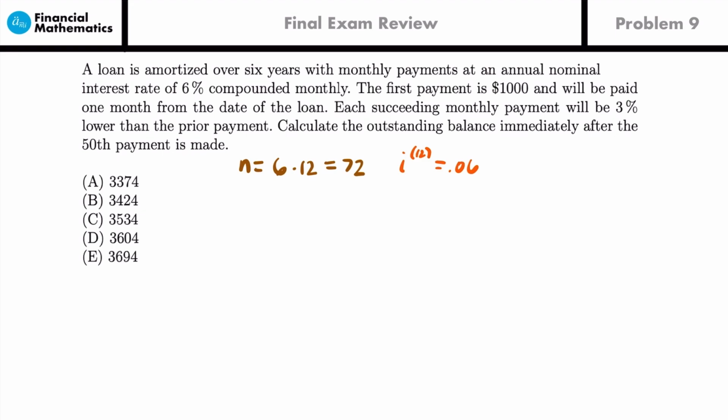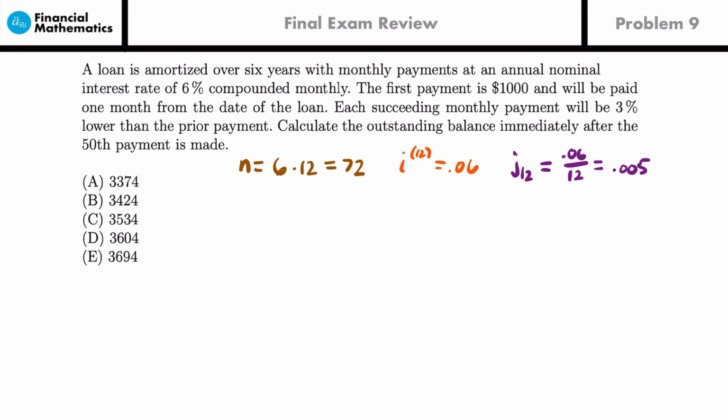And we're going to need a monthly effective interest rate since we know that our payments are being made monthly. So let's just convert that right away. We know that j sub 12 will be equal to 0.06 divided by 12, which is equal to 0.005, right? You take that nominal rate divided by 12 to get the monthly effective rate. And we can only do that because this is a nominal rate convertible 12 times per year.